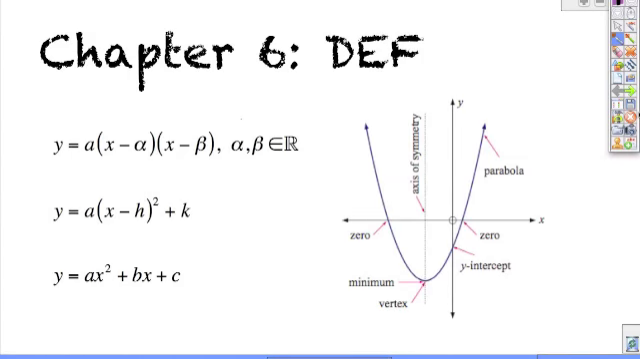The next part of Chapter 6 mostly deals with graphing and finding equations for quadratics. There are three main forms. There's first intercept form. Alpha and beta are the x-intercepts, the zeros, the real zeros of the quadratic. The next is vertex form, the vertex being h, comma k. And the last is standard or general form, ax squared plus bx plus c.